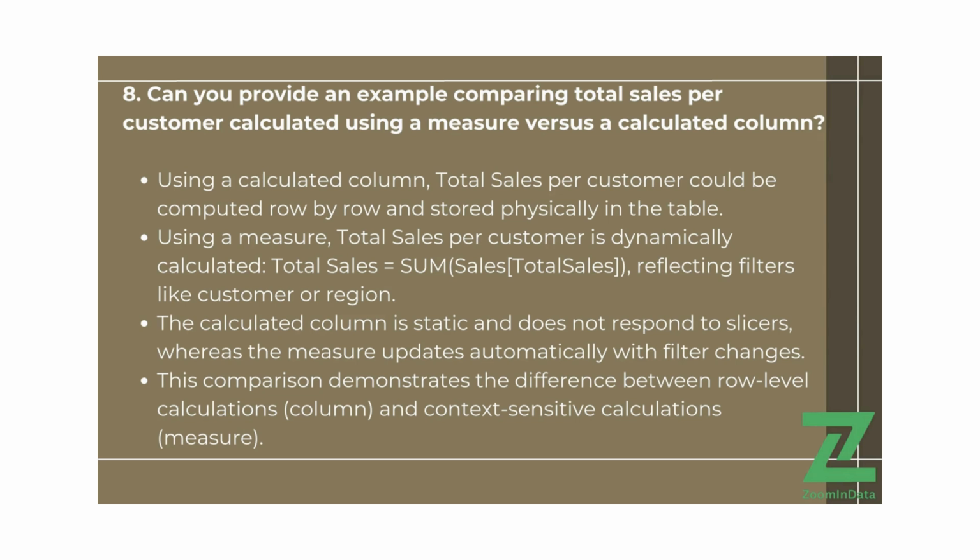The calculated column is static and does not respond to slicers, whereas the measure updates automatically with filter changes. This comparison demonstrates the difference between row-level calculations (column) and context-sensitive calculations (measure).